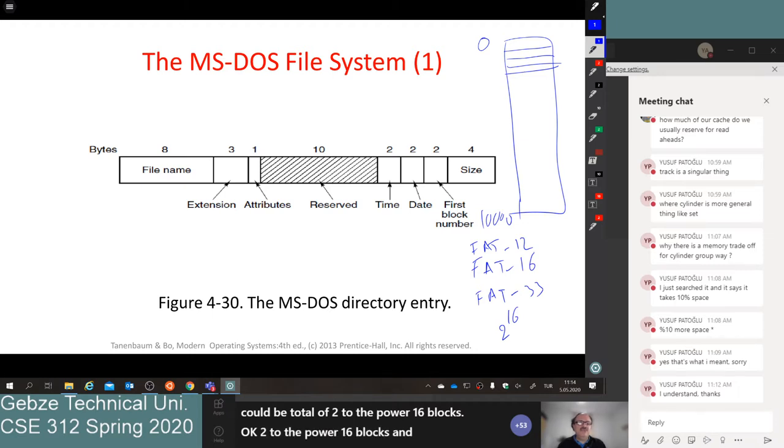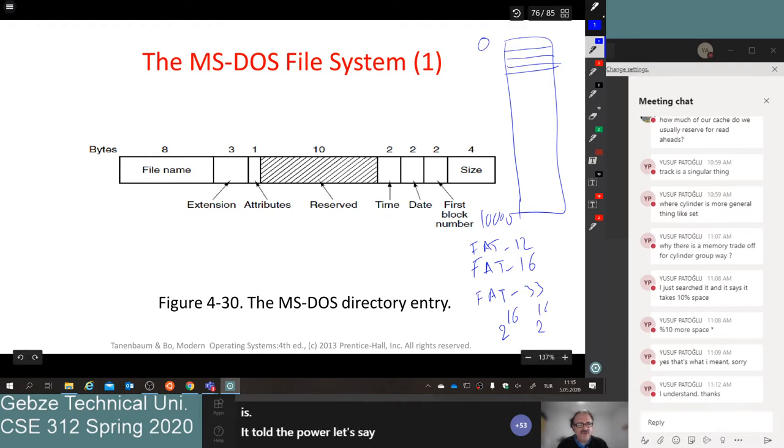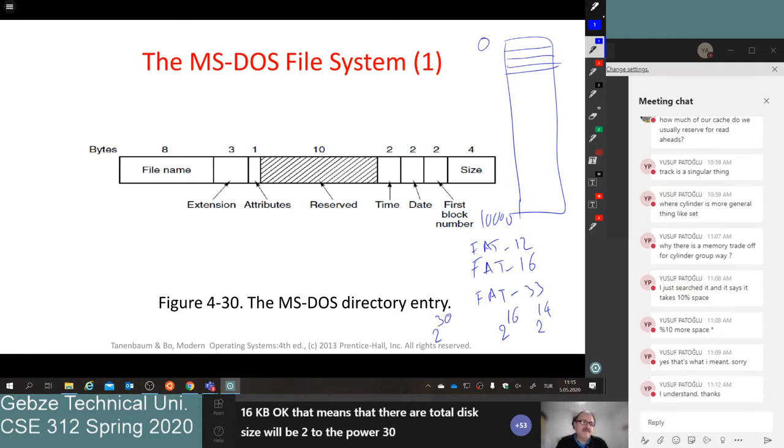And if each block is 2 to the power, let's say, 14, like 16 kilobytes, okay, that means that our total disk size will be 2 to the power 30, 1 gigabyte, okay? So this is the number of bits that you use to address each block.